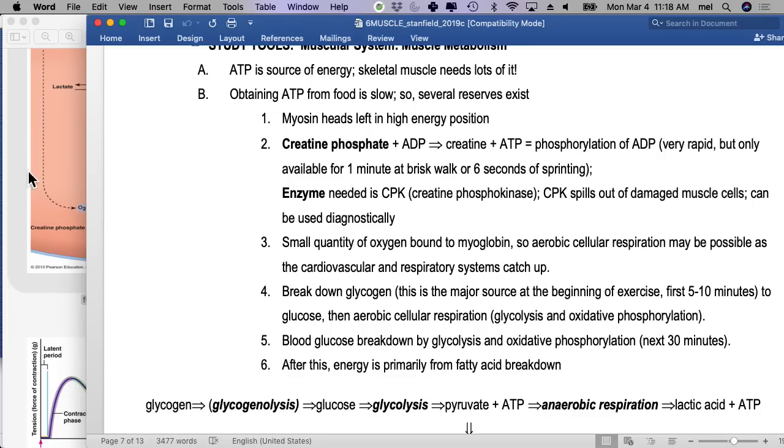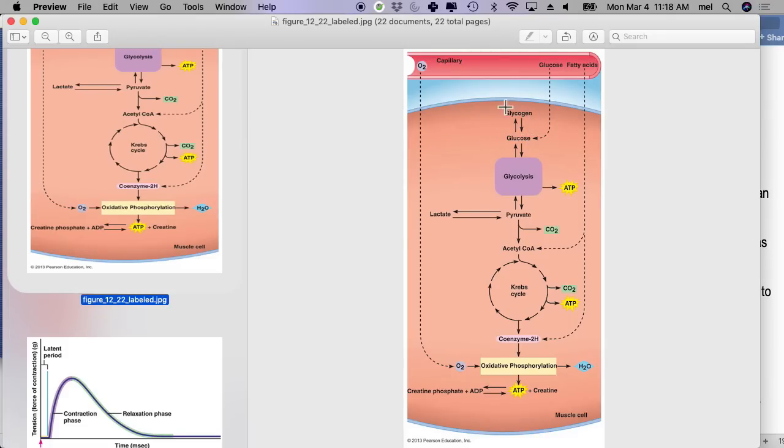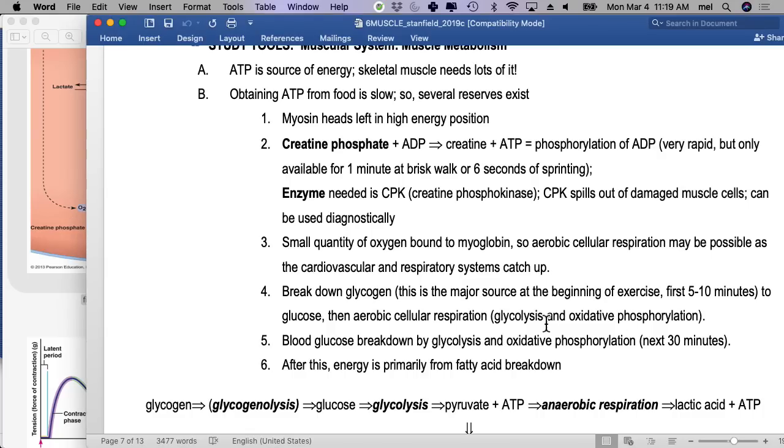But now, besides that myoglobin, I also stored glycogen, right? So I had oxygen stored on myoglobin. I had glycogen storing glucose, right? And of course, I got mitochondria. So even before my cardiovascular and respiratory systems catch up, I can do a little bit of aerobic cellular respiration. How much is a little bit? Well, quite a lot, depending on how well you fed yourself recently.